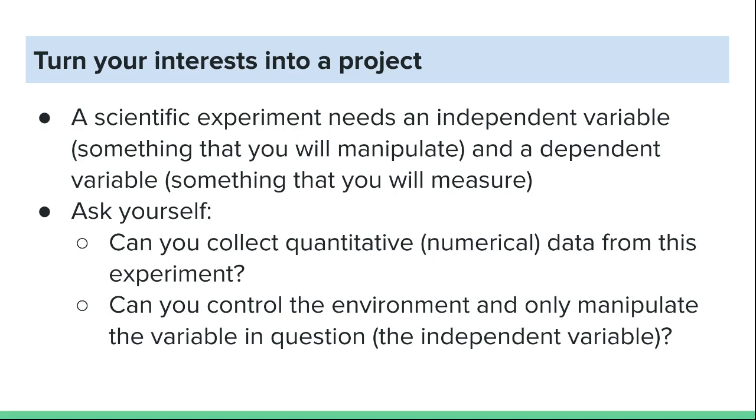It's really important that we get quantitative data from these experiments so that we can collect our data, organize it in a data table, turn that data into a graph, and then do statistical analysis. You are welcome to collect qualitative data in addition, but all projects must have quantitative data for the dependent variable. You also want to make sure that you have an experiment that you can control the environment so that you're only manipulating the variable in question, which is the independent variable. Now, for some projects that is harder to do than others, but all projects will have a minimum of 5 constants so that we can help control the environment as best as possible.